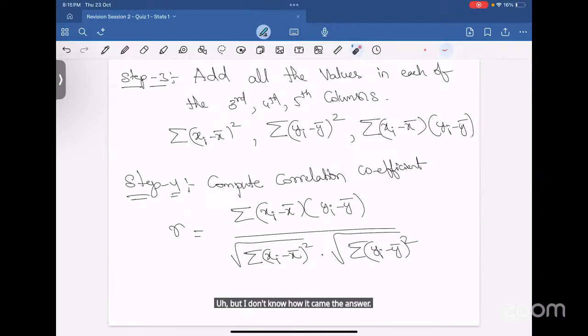Which one is that? Summation of (xi minus x bar) times (yi minus y bar) equals minus 71.8935, divided by root of 179.7335 and root of 28.7575, equals minus 1. How does it come? I just wanted to know.